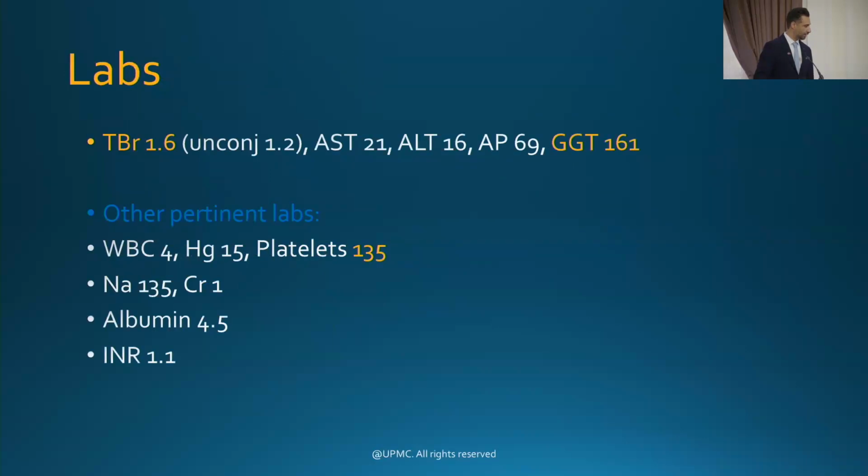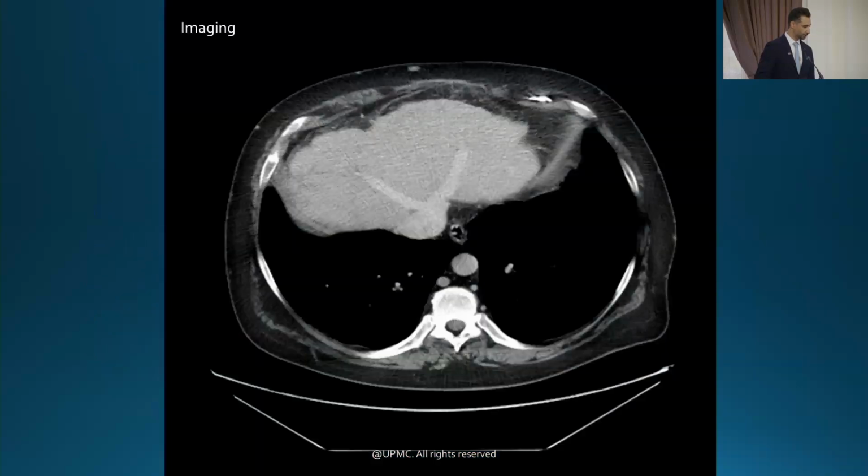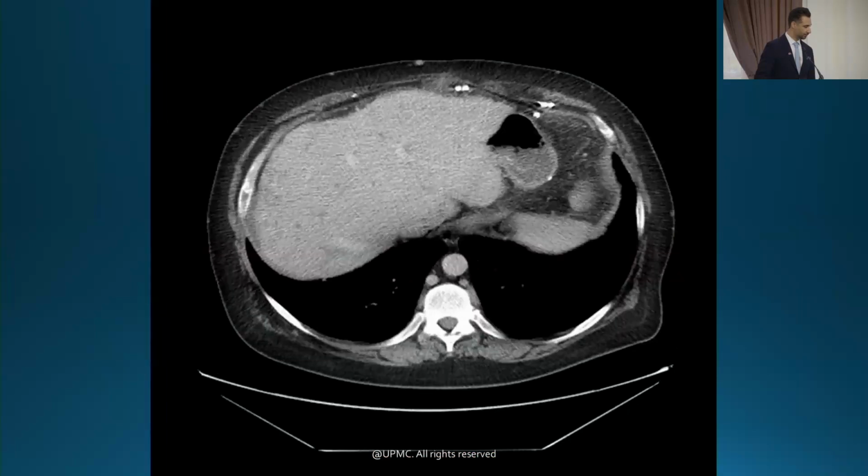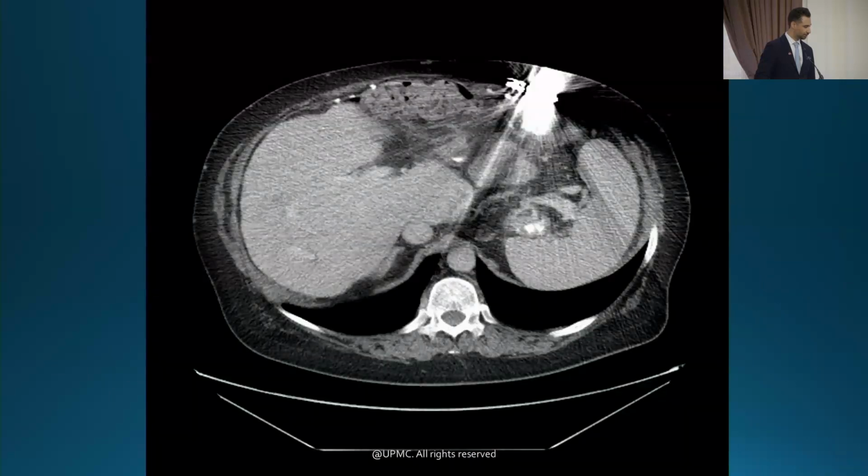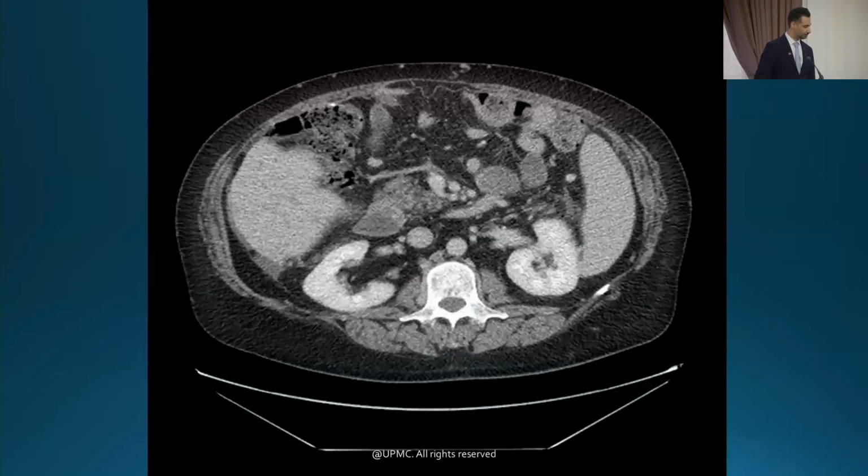So these are his labs: a mild elevation in bili, which is predominantly unconjugated, a GGT about 3 times upper limits of normal, other pertinent labs, maybe some mild thrombocytopenia. Imaging shows a clearly cirrhotic liver with dilated hepatic veins. He has scant perihepatic ascites, mild splenomegaly, and some tiny collaterals in the upper abdominal wall.